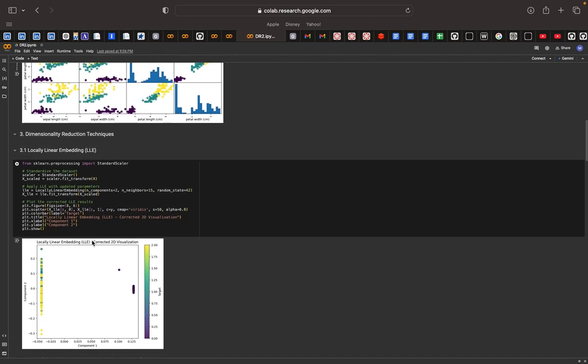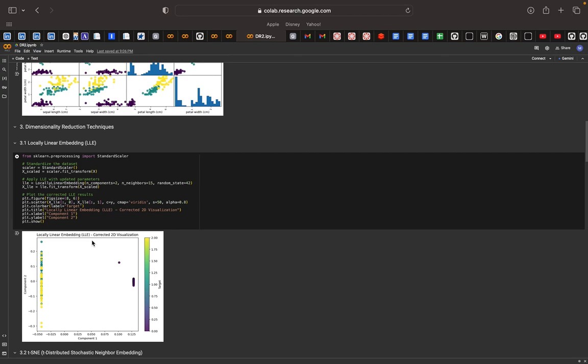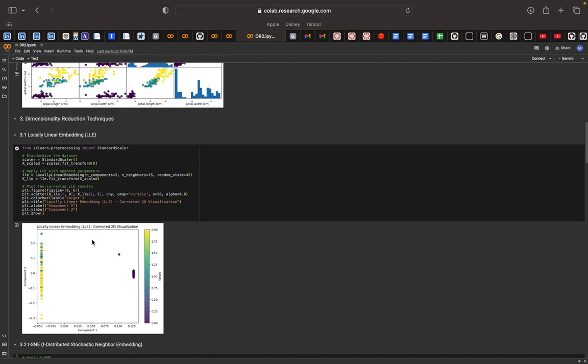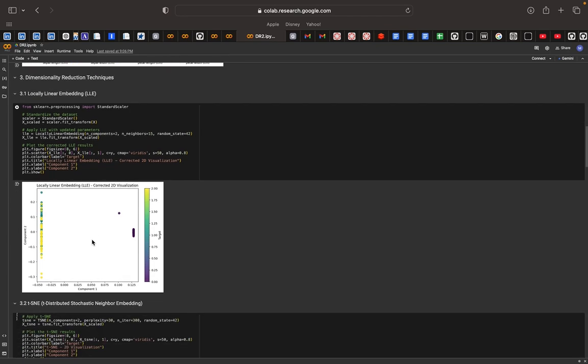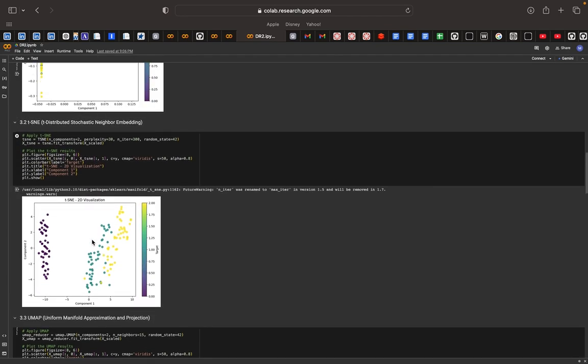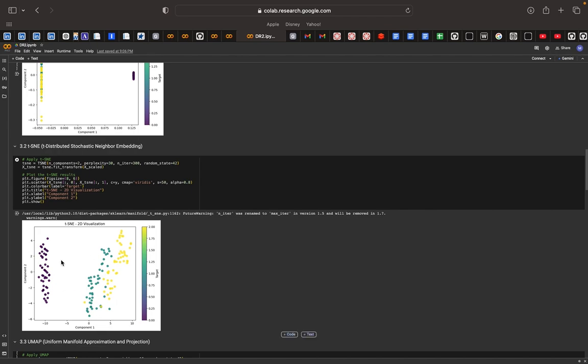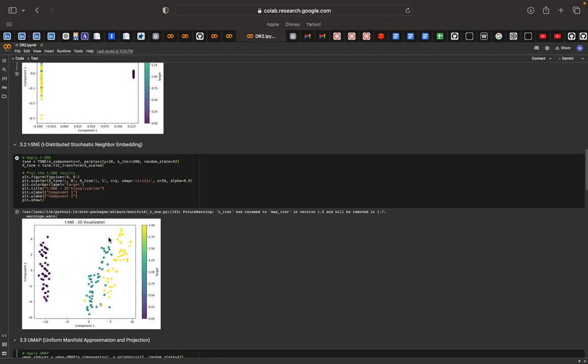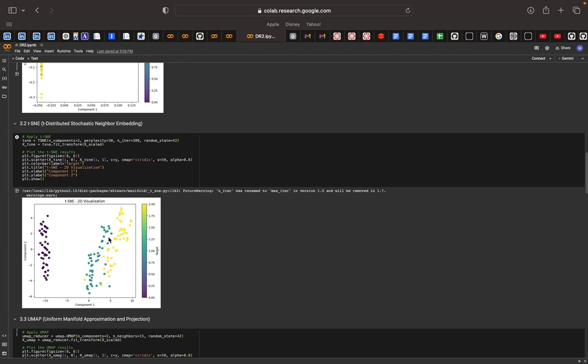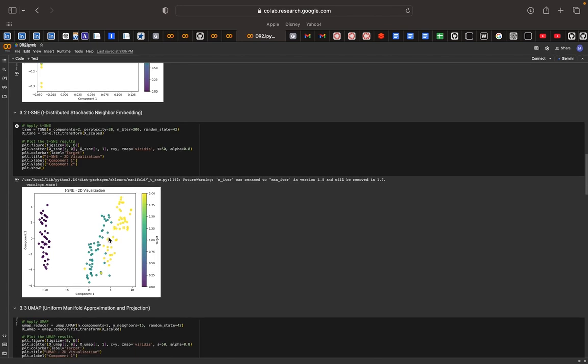Same again, LLE is done. This data was a bit different from the previous one. What happened here is it shows the local neighborhood relationships more, and it wasn't very spread out. As you can see, there are multiple components, even for t-SNE. It's kind of the same.